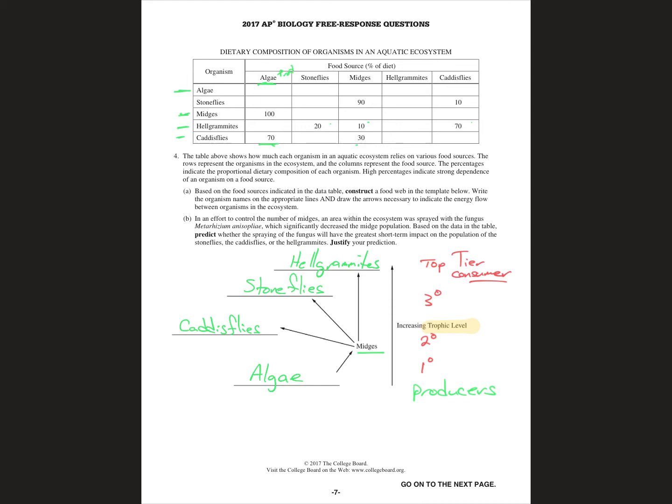Oh, I filled that in without even reading the question. So the table above shows blah, blah, blah. The rows represent organisms. I hope I'm right. I'm sorry if I'm wrong here. I just assumed the rows represent organisms and the columns represent food source.